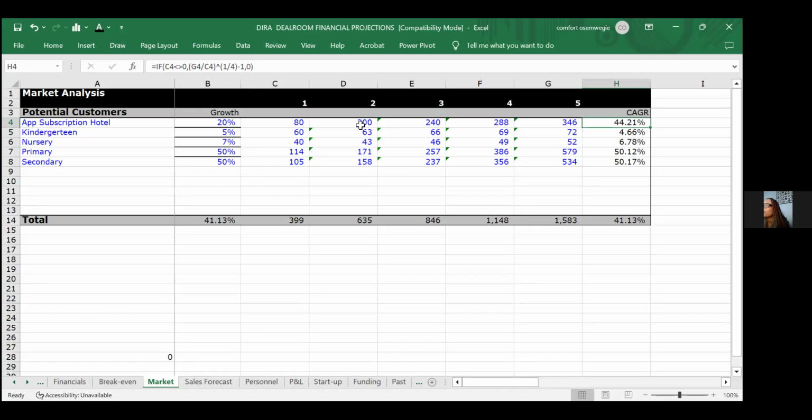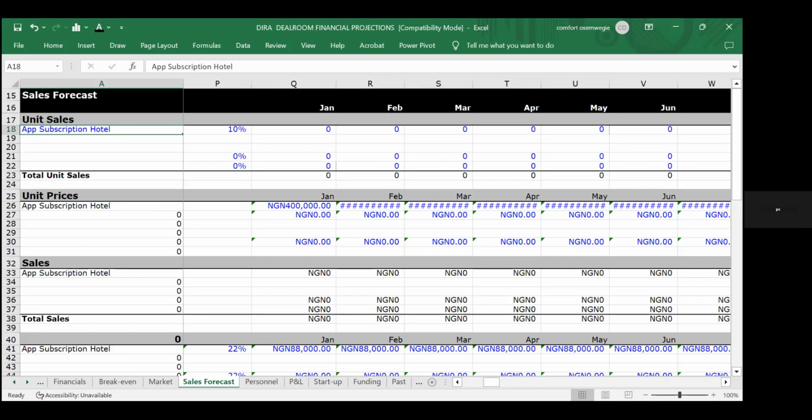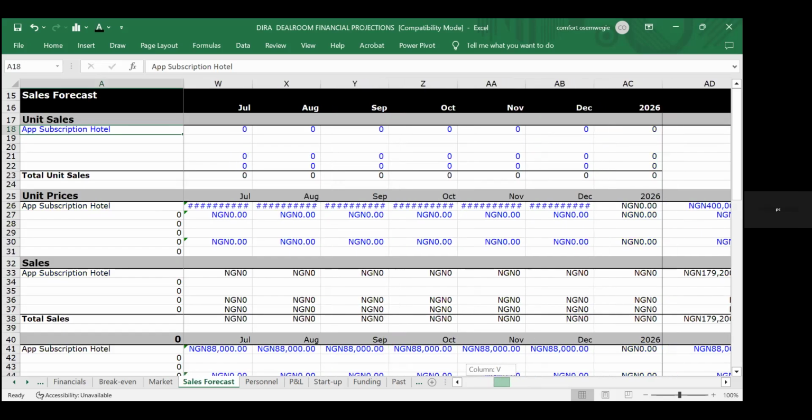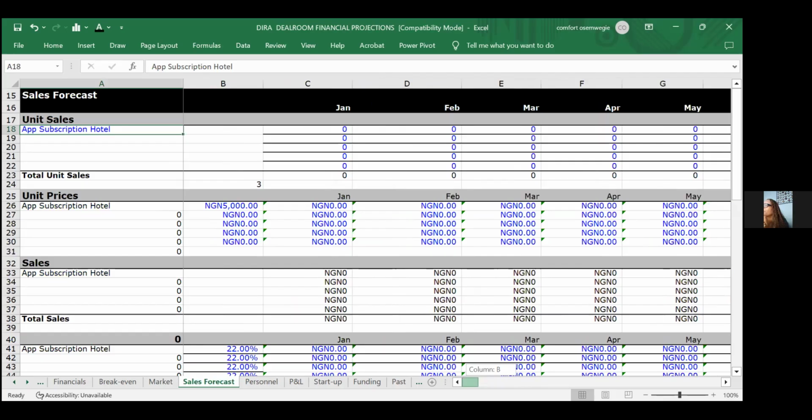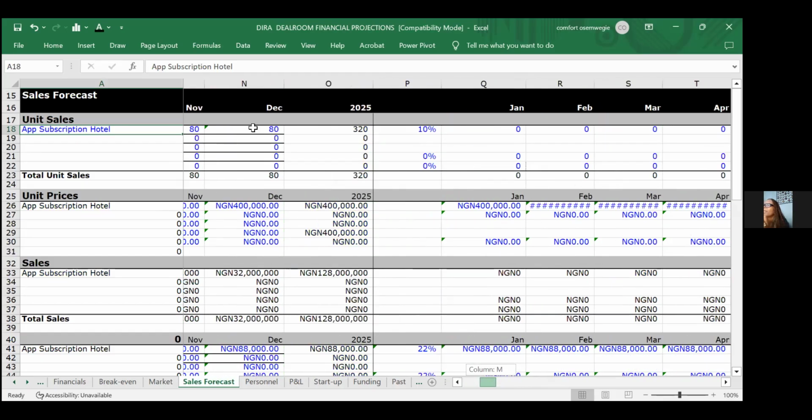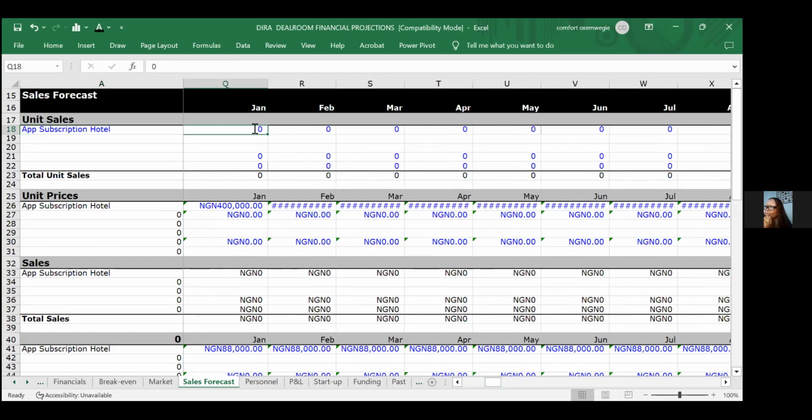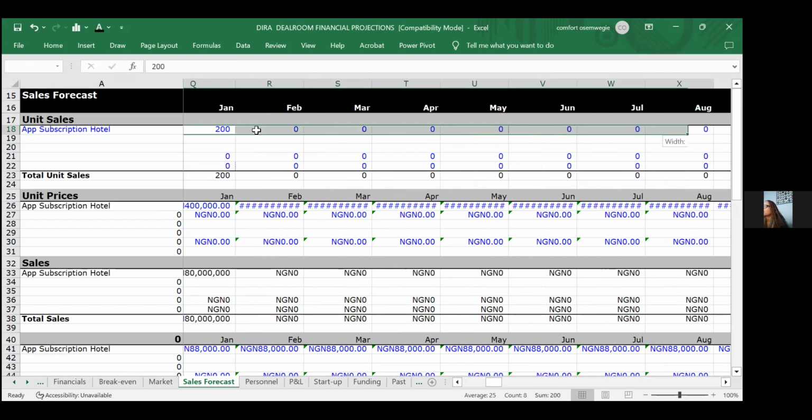So when you know that you are targeting 200 in year two, that means we're looking at 200 customers, 200 paying customers every month, right? Yes, ma'am. Paying subscription every month, yeah. So this one will be 200 from our 80. So we'll get 200. And it goes all the way to December of 2026.